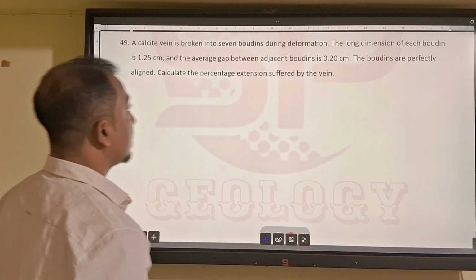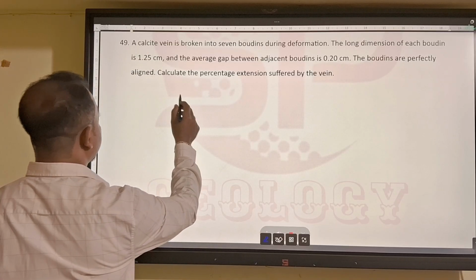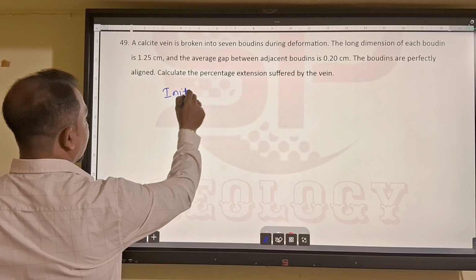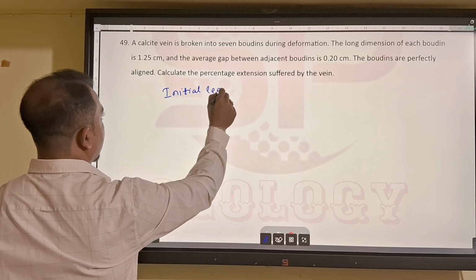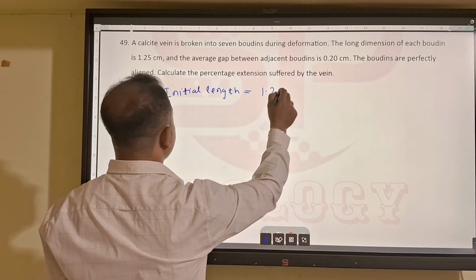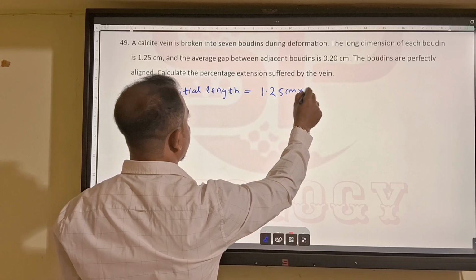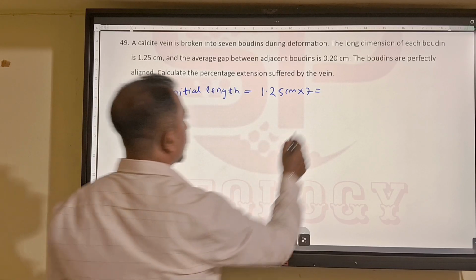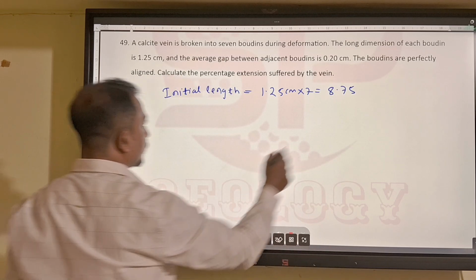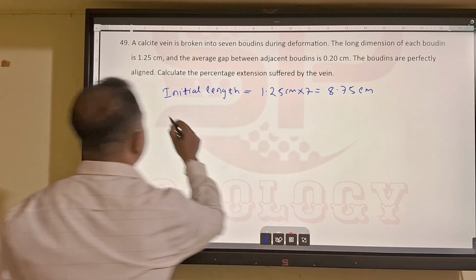This is also a similar type of question where the calcite vein is broken into 7 boudins. 7 boudins each have a dimension of 1.25 centimeter. So the initial length, or length of the boudins before deformation, will be 1.25 centimeter into 7, 8.75 centimeter.